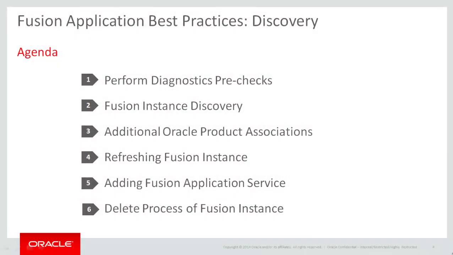The agenda for this screen watch is the following. First, we'll demonstrate how to run the diagnostic pre-checks. Next, we'll proceed with discovering Fusion instance. Third, once the Fusion instance has been discovered, we'll show you how to add other related products. Fourth, in case system admin wants to expand the product families, then referencing instance is the way to do it. Fifth, the latest release of EM Cloud Control provides the out-of-box services that can be easily configured and added to the system. Lastly, we'll show you how to delete the instance.